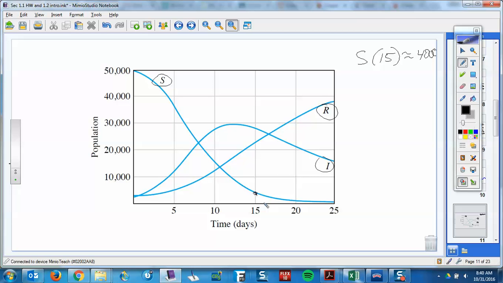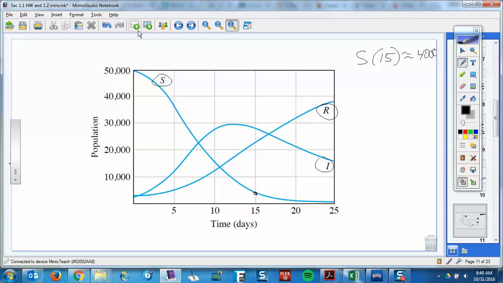And let's talk in complete sentences. If I was answering this on a quiz question, I want to see complete sentences. On the 15th day of the epidemic, there were 4,000 people who are susceptible, have not gotten the flu or whatever the case is, right? So you would want to put that into words.